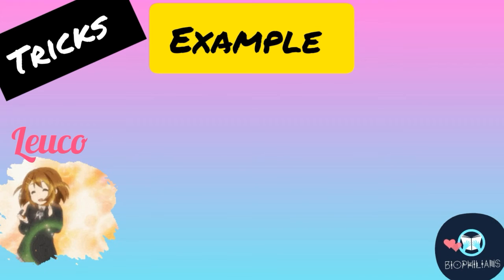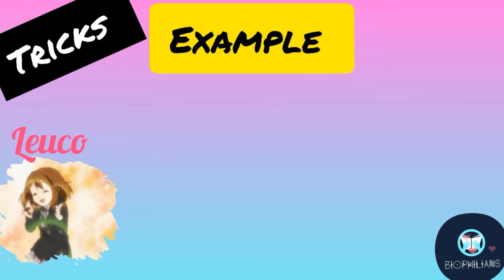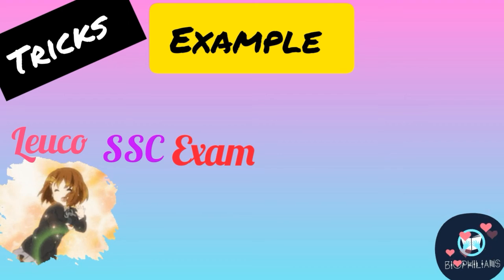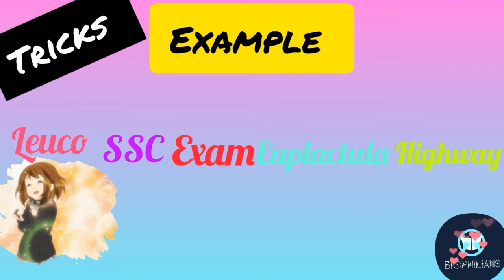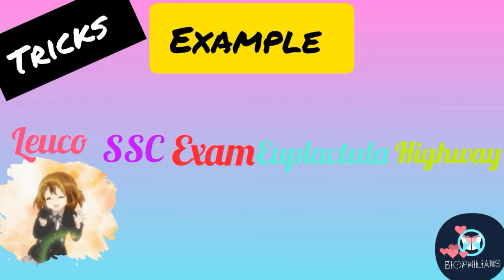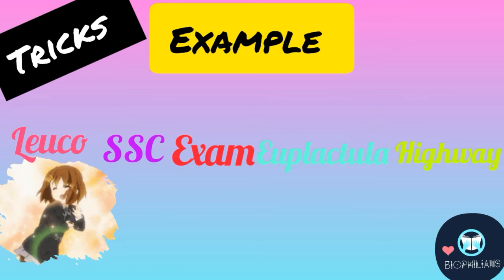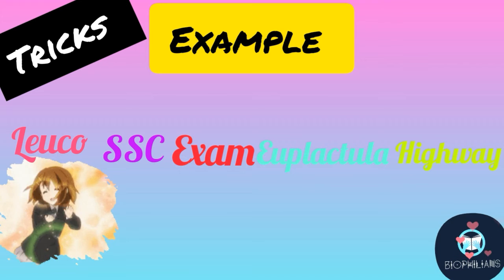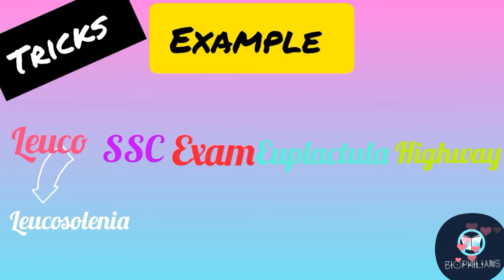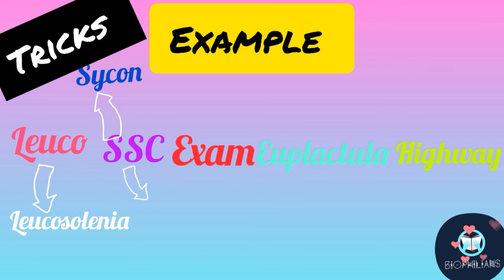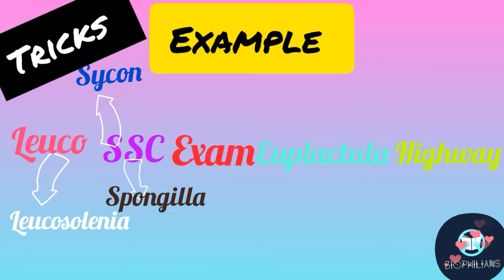Leuco is the name of a girl. She has to go for the SSC exam, which is going to be held on Euplectella Highway. Leuco means Leucosolenia. S for Sycon. Another S of SSC is Spongilla.